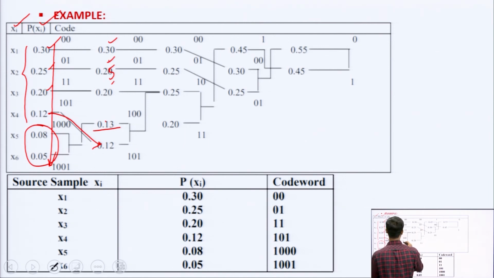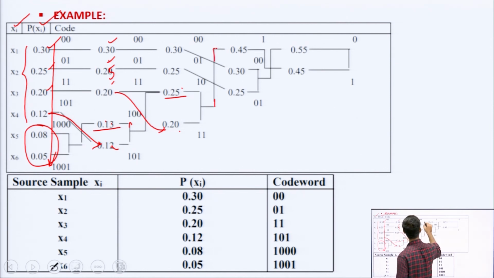Now we can see that again 0.13 and 0.12 are the lowest probabilities. We will add these and 0.25 again, and it would be 0.20. Next, 0.25 and 0.20 would be 0.45. So the highest probability is 0.30, then 0.25. You can see how this 0.45 goes up, because we have to rearrange the sequence in decreasing probability: first is the highest probability and last is the lowest. Again these two can be combined and it would be 0.55, and this is 0.45.